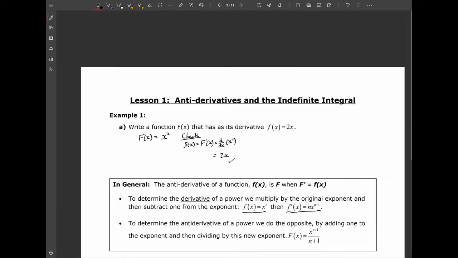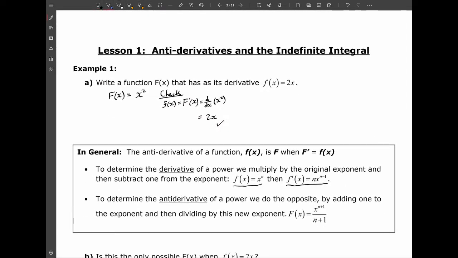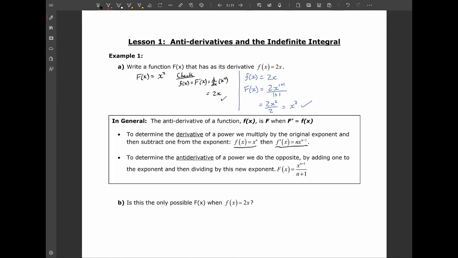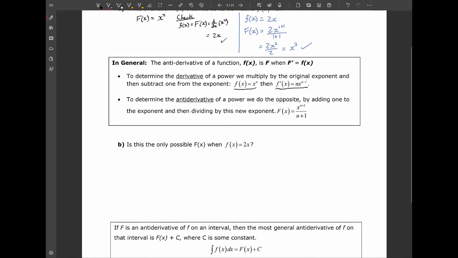And we can actually see that in our example up here. If we have that f of x is equal to 2x, then we can see that big F of x is equal to 2x. Now normally x just has a power of 1, so we're going to add 1 to that, and then divide by 1 plus 1, which is 2, so 2x squared over 2, or just x squared. Cha-ching. So you can see how that process works. But is that x squared the only possible big F of x, the only possible antiderivative of 2x? Well, no.